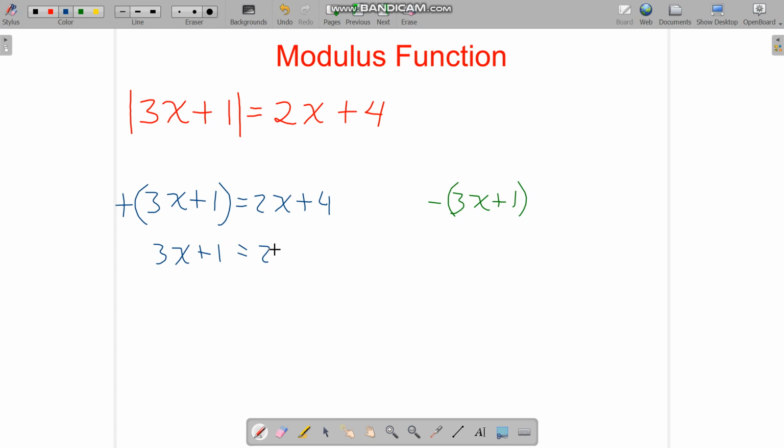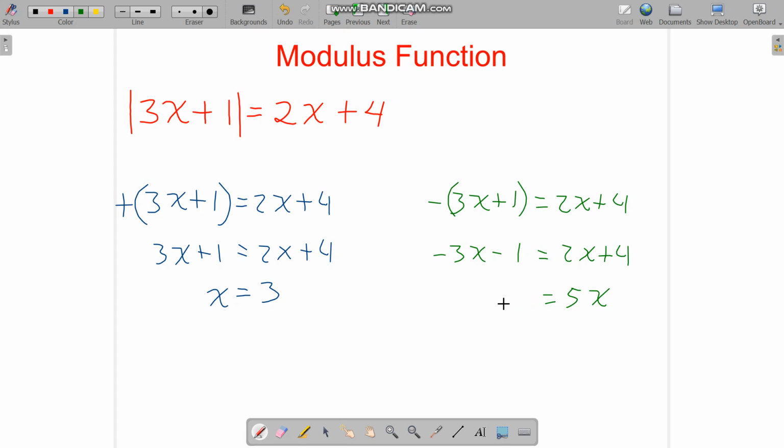Which means we have 3x plus 1 equals 2x plus 4, and if we subtract 2x from both sides, we have x only on the left. If we subtract 1 from both sides, we have 3 on the right. And for the one in green, it still equals 2x plus 4. Now when we open the parentheses, minus times 3x, minus times plus 1, equals 2x plus 4. We add 3x to both sides, we have 5x. We subtract 4 from both sides, we get x equals minus 1.